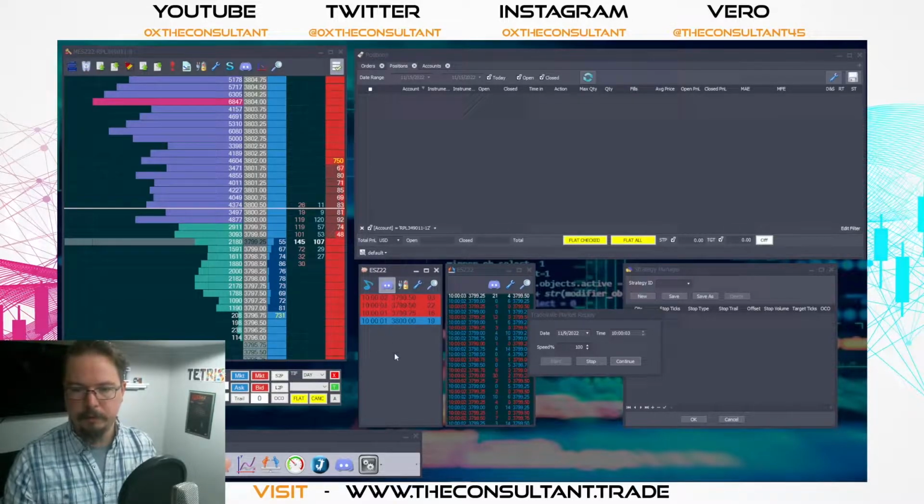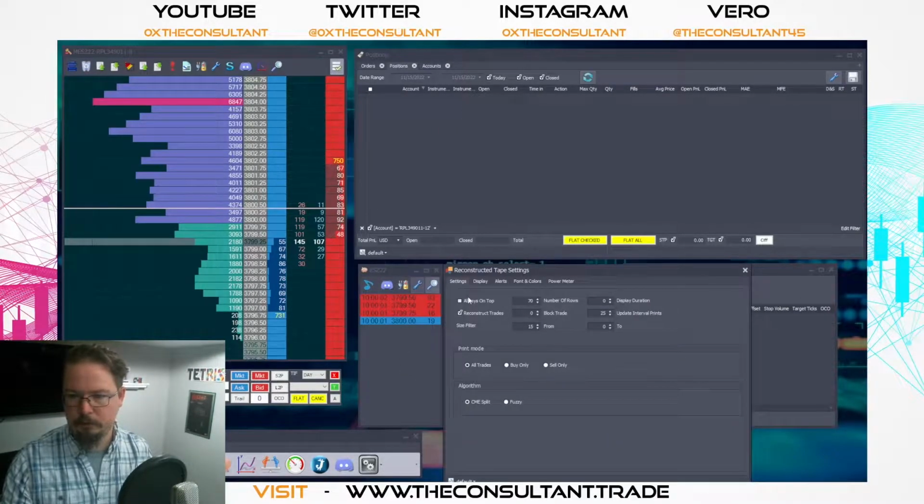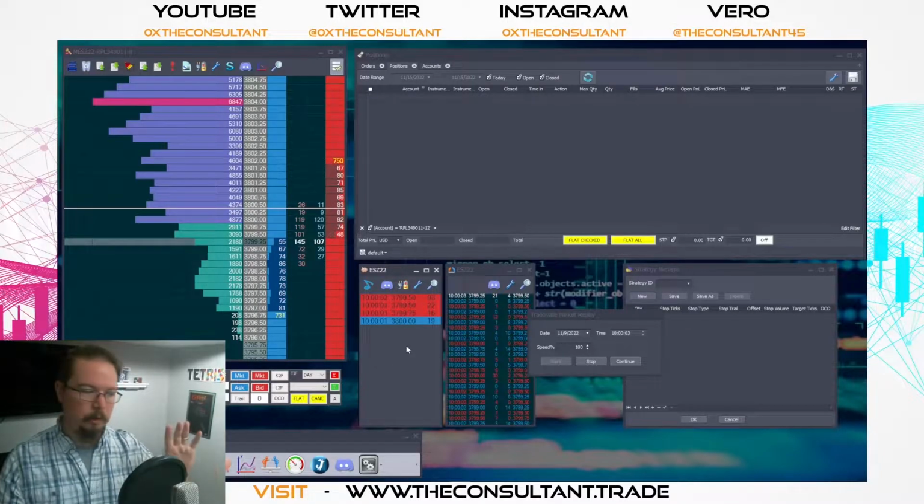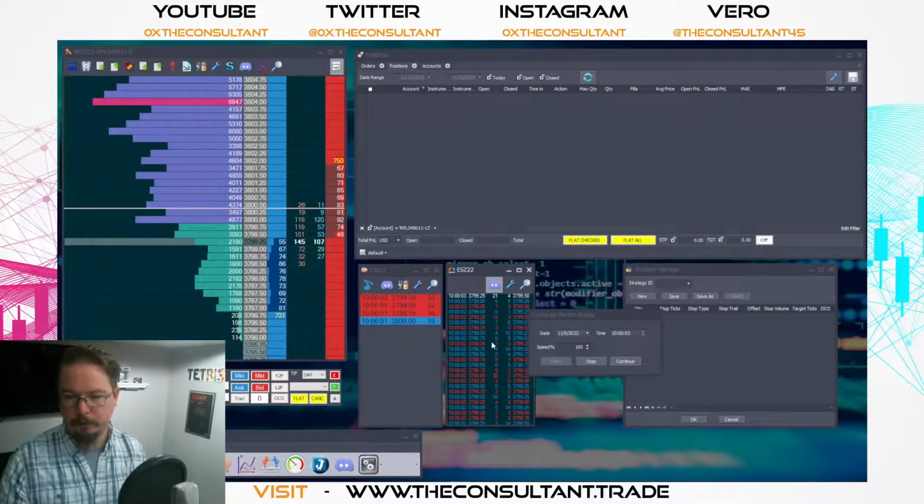Reconstructed tape is this first tape reader here. Reconstructed tape I have set to filter out anything less than 15 lots. So what you'll see here is really anything that is traded that's come through that's 15 lots or higher. And right next to it is the summary tape. It's the time and sales, so you're going to get literally everything, and it's going to fly 100 miles an hour.